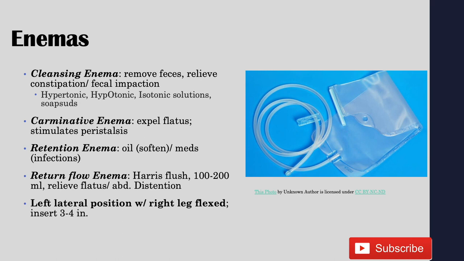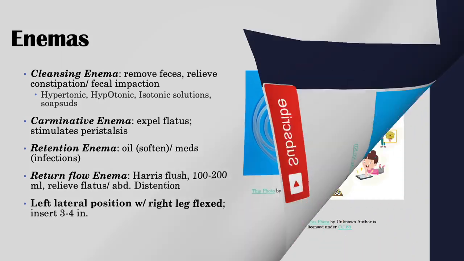When you're administering an enema, make sure your patient is in the left lateral position with their right leg flexed. Being in the left lateral position gives you access to the rectum, because remember, the rectum is on the left side, because you remember your cecum is on the right side in the right lower quadrant, and your rectum is on the left lower quadrant. So you lay them on their left side so you have direct access to the rectum, and you have gravity to help facilitate the movement of the enema. And when you insert the enema, make sure you insert it only 3 to 4 inches.